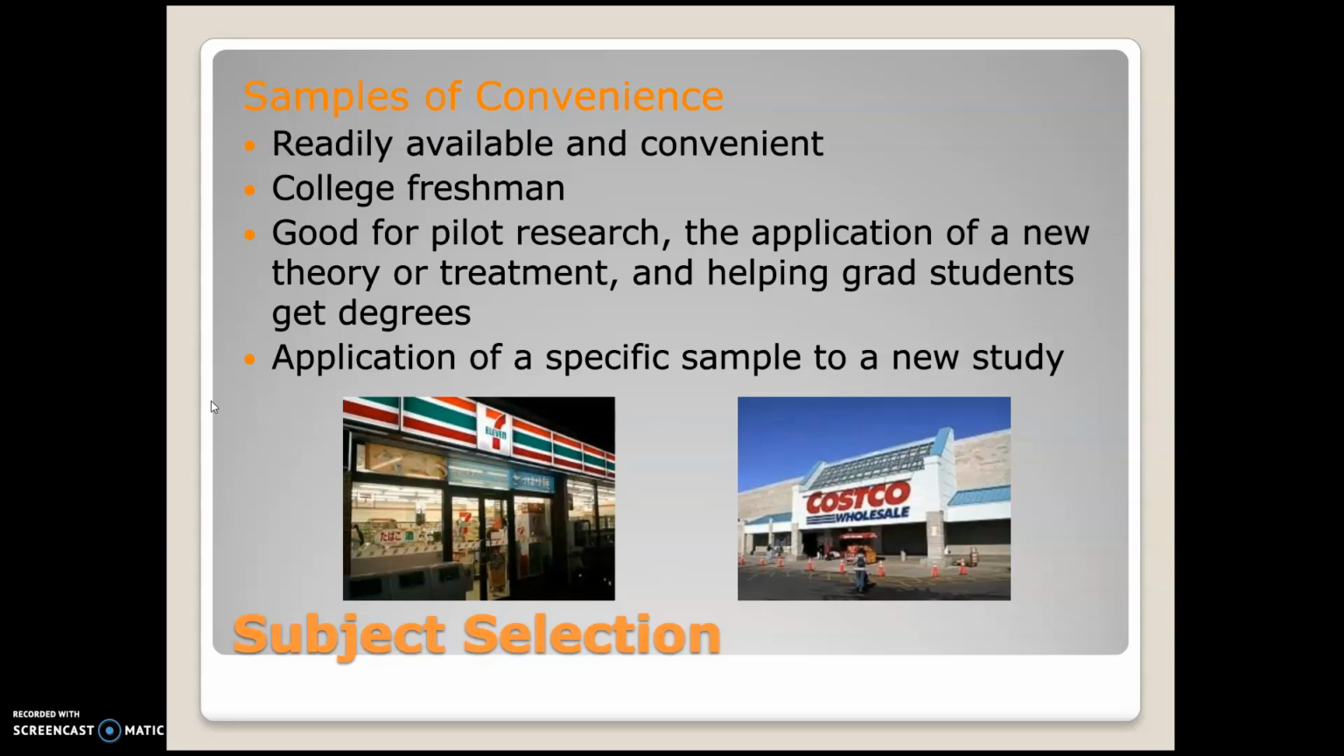They are convenient, and I used the metaphor in a previous lecture of 7-Eleven versus Costco. Can you get a meal at 7-Eleven? Yes. It's convenient, it's fast, it's cheap. Is it a good meal? It probably will not be. Don't want to judge, but probably not. If you go to Costco, can you get the materials for a meal? Yes, but it's going to be a lot more time consuming, more expensive, right? So samples of convenience are typically college freshmen, right?